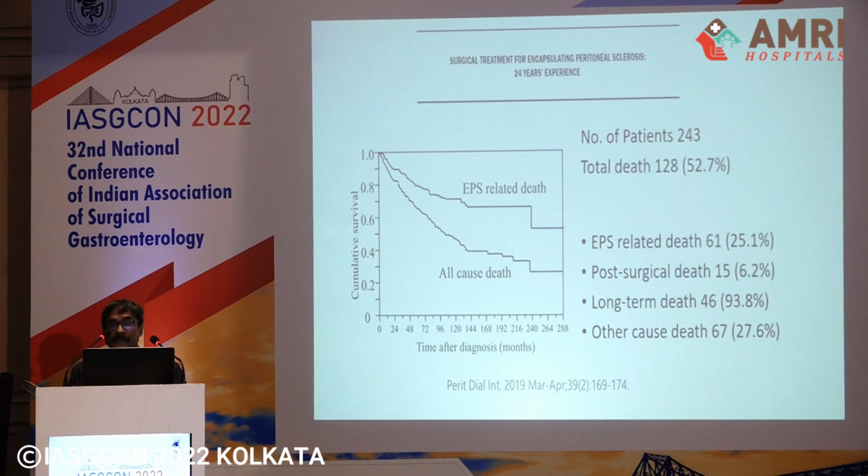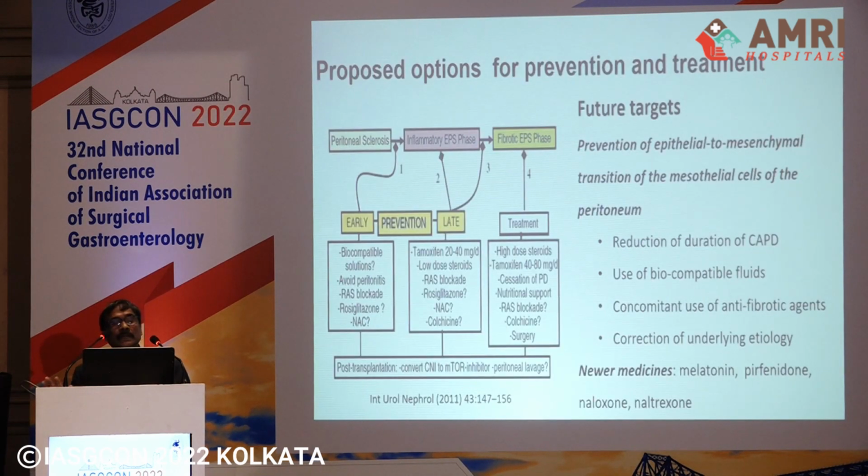So, half of the patients have one or another kind of complication, and death, either in hospital or after discharge, is about one-fourth of the patients. Now, coming to the last couple of slides, this is the proposed option for prevention and management. Prevention is very important at this stage, when the patient goes from the early peritoneal stage, or when the inflammatory process is there. You can stop it here, or at maximum from stage 2 to 3, not in stage 4.